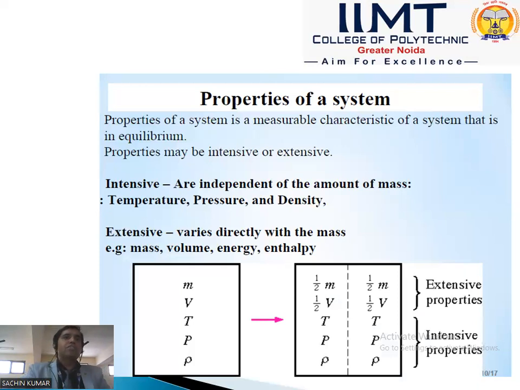An extensive property is directly related to the mass, such as volume, energy, and enthalpy. These are extensive properties. So that is intensive and extensive properties in thermodynamics, which we have discussed.